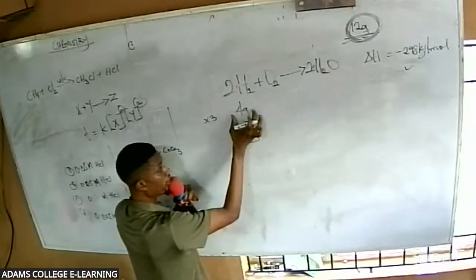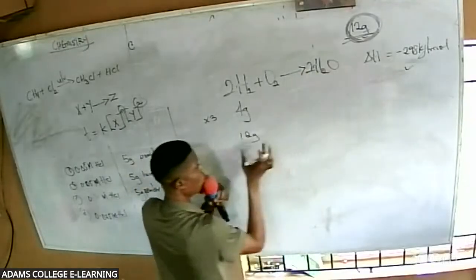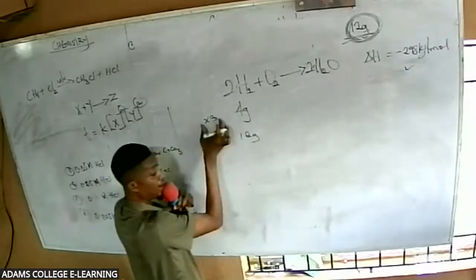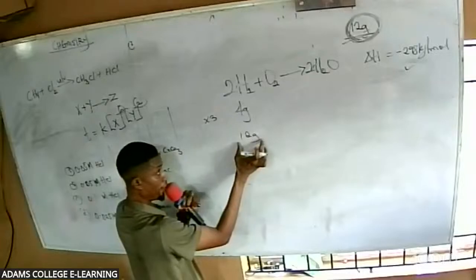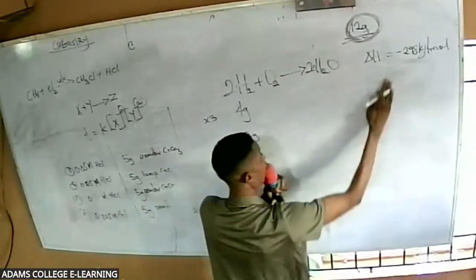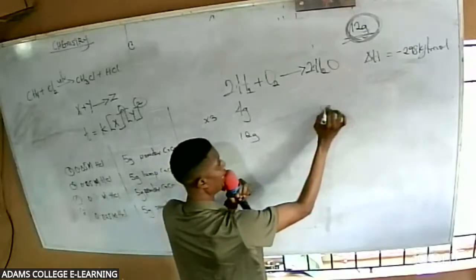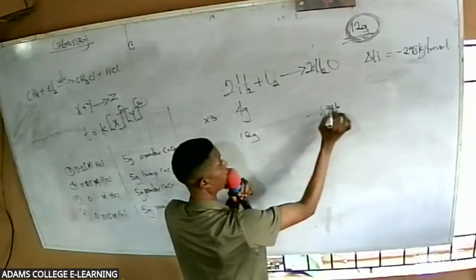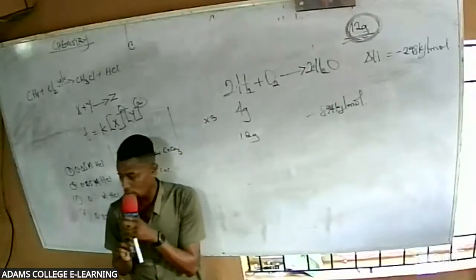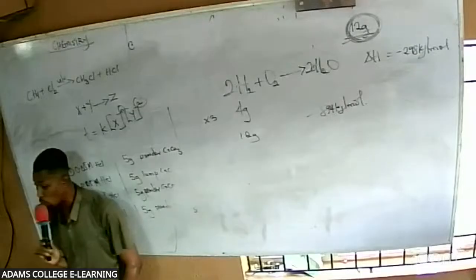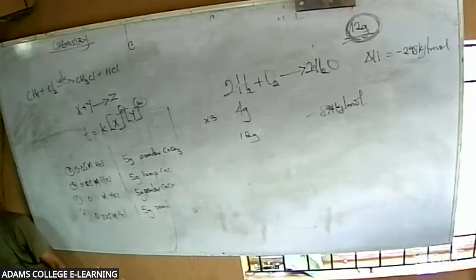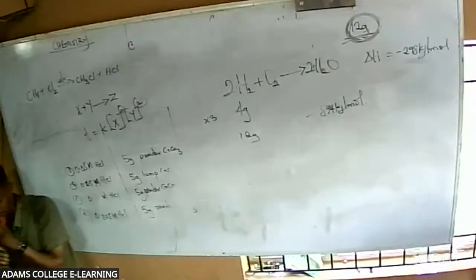So if 4 gram gave me this value, then 12 gram will also give me what? Since I multiply this by a factor of 3 to get 12, I'll just multiply this by 3. That's minus 894 kilojoules per mole. That's the concept. If you're going to be given any calculation in this concept, it's going to be a simple calculation. Times 3.